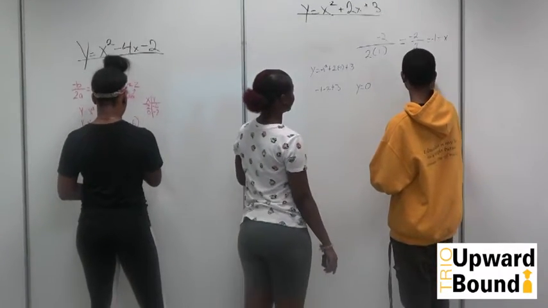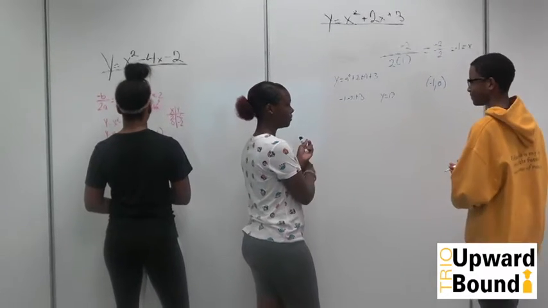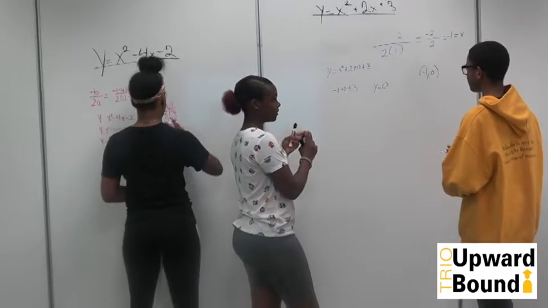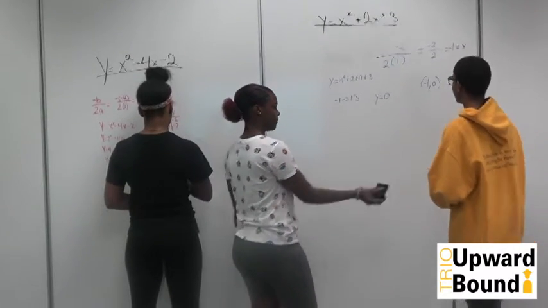Remember the steps, Darius. You got to find the axis of symmetry, find the vertex, make a table, reflect those points. Okay?